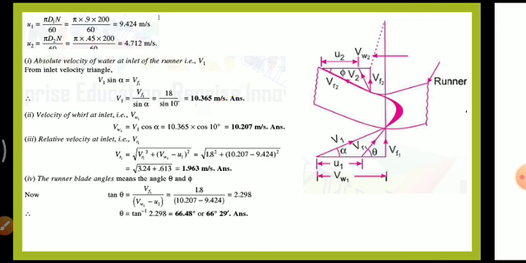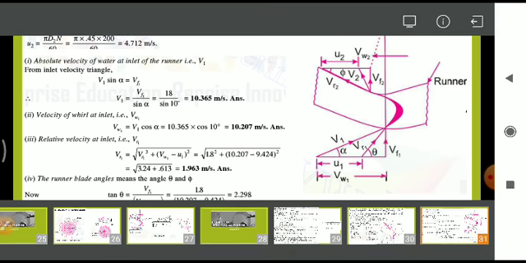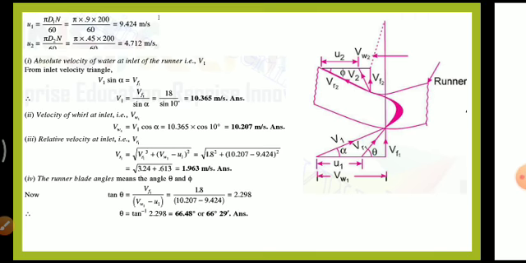The second thing we have to calculate is the velocity of whirl at the inlet, Vw1. Since V1 is known, we can calculate the value of Vw1 with the help of angle alpha. Vw1 is equal to V1 cos alpha, that is, we will get 10.207 meter per second. And the next one is the relative velocity VR1. VR1 is part of a right angle triangle. The base is Vw1 minus U1, the height is Vf1. So square root of (Vw1 minus U1) square plus Vf1 square gives VR1.